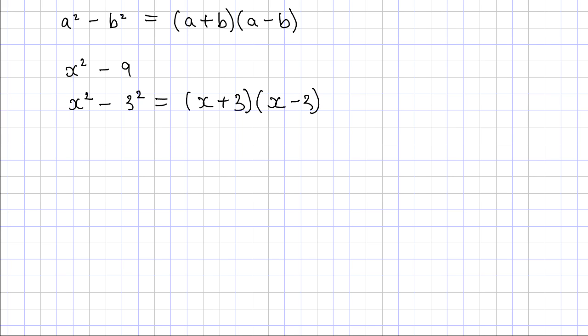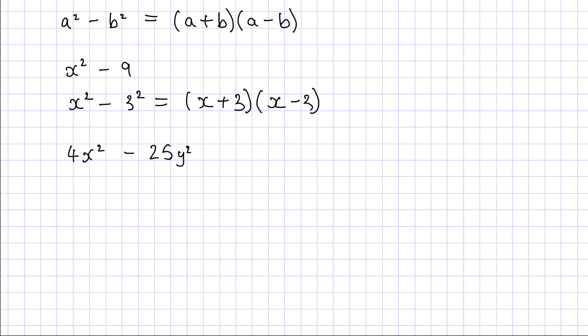Let's look at some more examples. Let's have 4x squared minus 25y squared. Now this is another example that we can show in this way, a squared minus b squared. So I need something squared here, take away something else squared here.